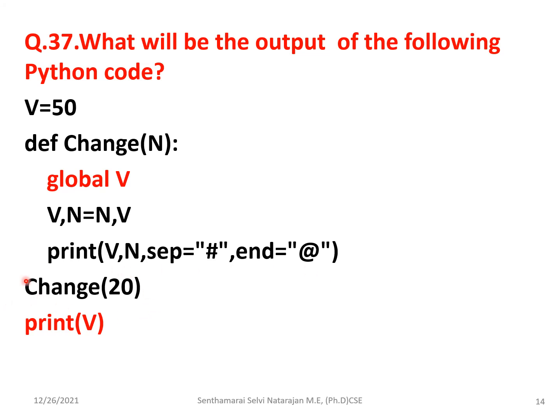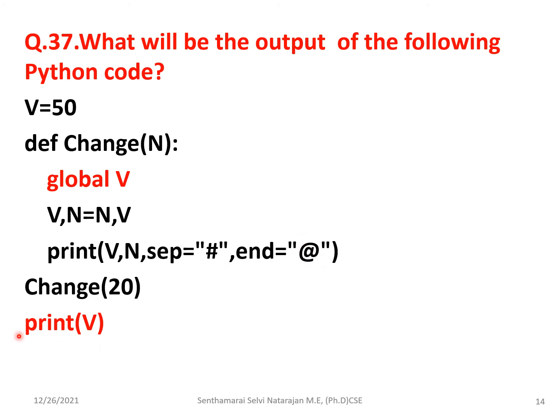So coming to this, the function with the value 20 is called. Moving here, n has the value 20 and since v is global, the value of v is 50 now. So the value of v is 50, n is 20. So 20 is assigned to v and 50 is assigned to n. So the value for this print statement is 20, separator is hash and then for n it is 50. So 20 hash and then 50, and the end symbol is this ampersand.